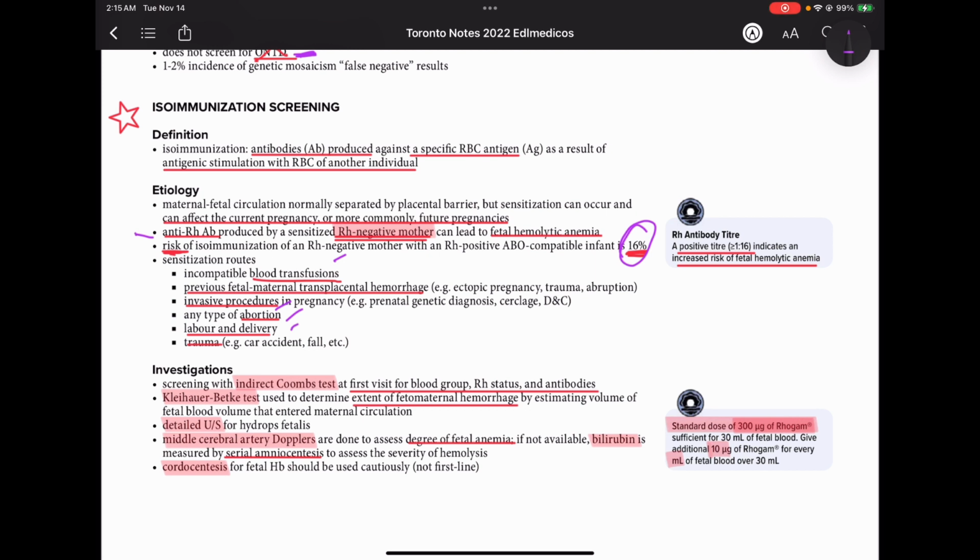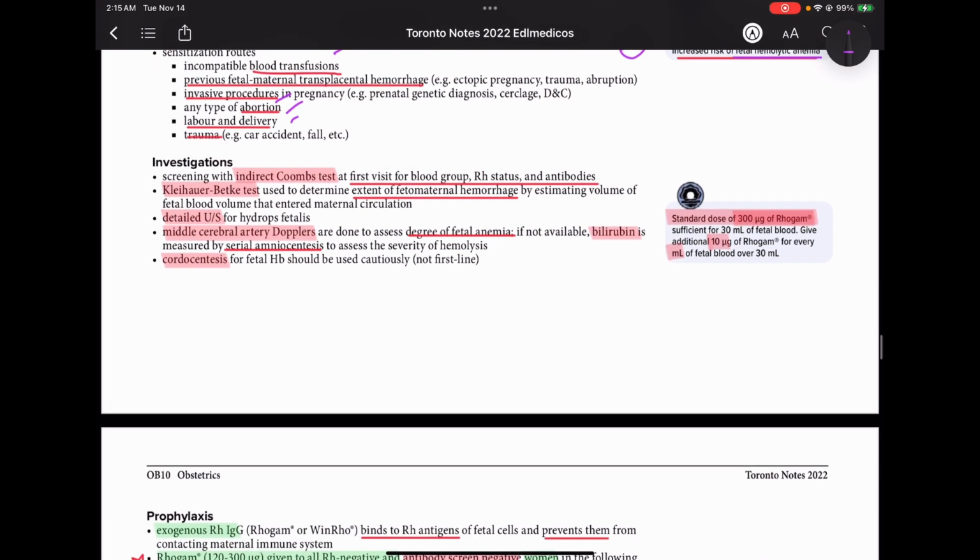If we see a positive titer, more than 1:16, it indicates an increased risk of fetal hemolytic anemia. How do we investigate this isoimmunization? We go for an indirect Coombs test at the first visit for blood group, RH status, and antibodies. So at the first visit, you're going to go for blood group, RH status, and antibodies.